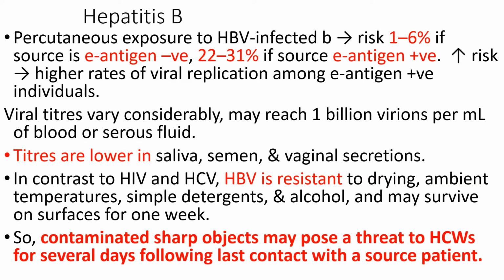Hepatitis B. Percutaneous exposure to HBV-infected blood will lead to a risk of about 6% if the source is e antigen negative, and to about 1/3 of cases if the source is e antigen positive. Increased risk is due to higher rates of viral replication among e antigen positive individuals. Viral titers vary considerably and may reach 1 billion virions per milliliter of blood or serous fluid. Titers are lower in saliva, semen, and vaginal secretions.